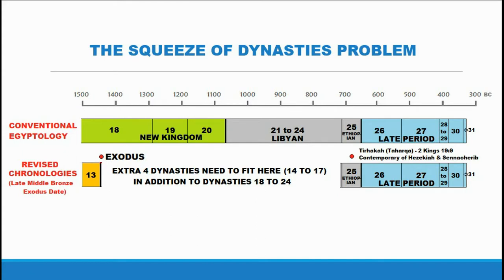Egyptologists and revisionist chronologists virtually all agree that Terhaka was king not long after 700 BC, as well as agreeing on the dates for the remaining late period dynasties that followed, dynasties 26 to 31. So by placing the Exodus during an earlier dynasty, dynasty 13, than where mainstream Egyptologists would place it, either dynasty 18 or 19, revisionist chronologists have to find a place for at least an additional 4 dynasties to fit in the same period of time between the Exodus and the 25th dynasty around 700 BC.